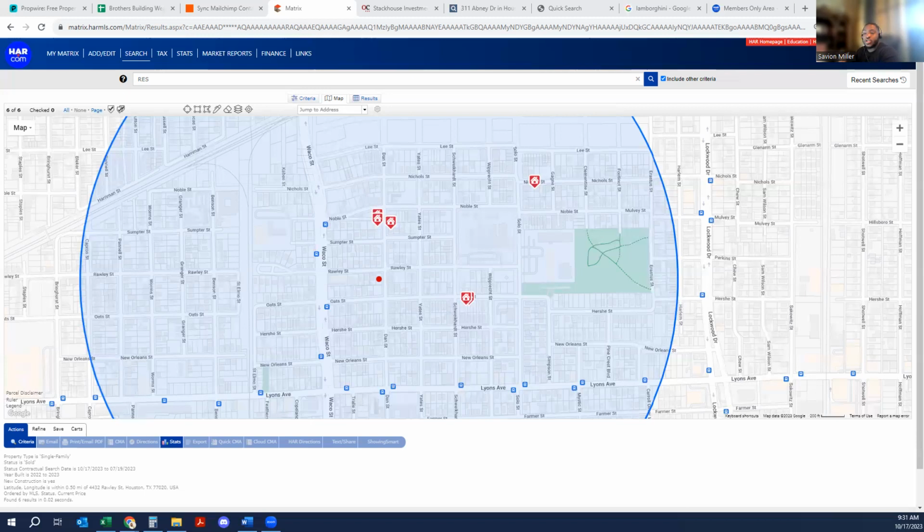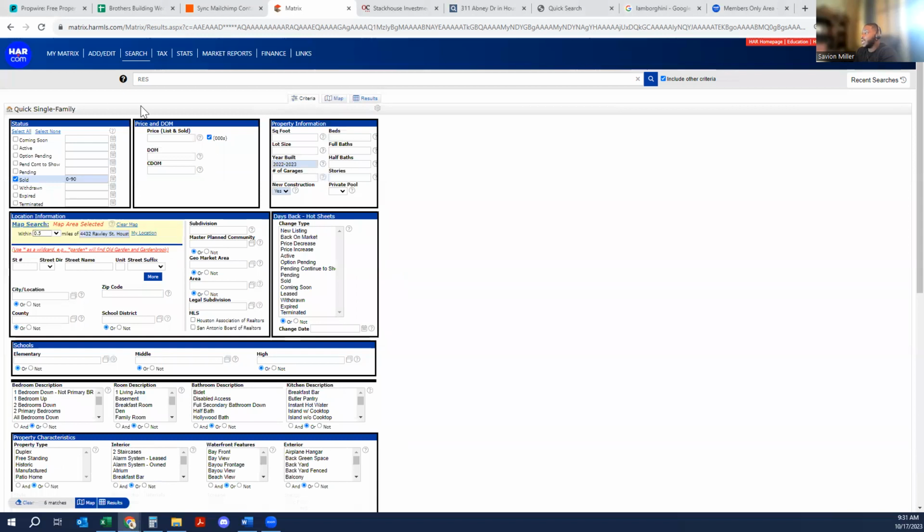Because you don't want to give them a chance to go out and speak to somebody who may not know what they're talking about, to have them scared. You want to get this thing under contract and get it closed. That's how you're going to make your money. So again, like I said, this is the MLS. This is the sold data.